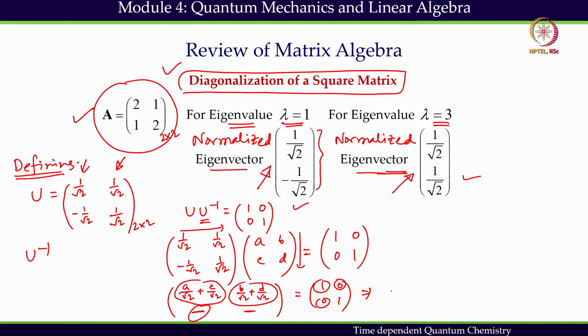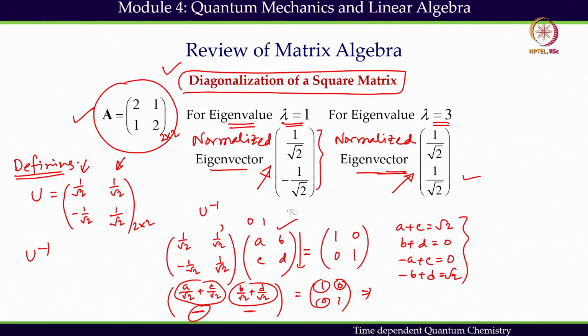If we do that, then finally we will be able to get U inverse. In fact, a few equations we will get first, such as a plus c equals square root of 2, then b plus d equals 0, then minus a plus c equals 0, and then minus b plus d equals square root of 2, and we can solve this finally. If we solve it we will get this U inverse. So, finally what we get is that U inverse would be of this form.